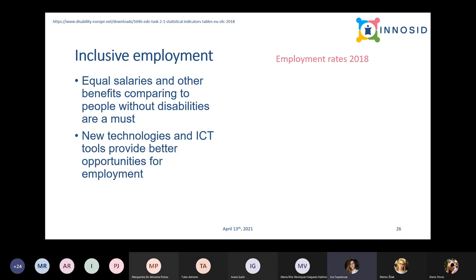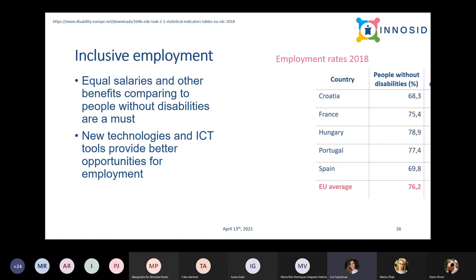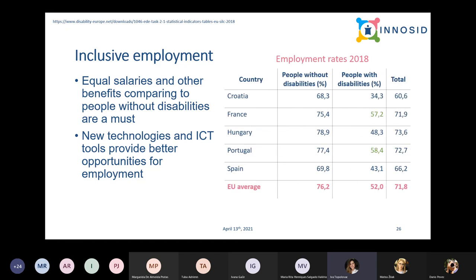Well, I think it's also self-explanatory that inclusive employment includes equal salaries and other benefits compared to people without disabilities. I have found data from 2018 about the employment rates for all partner countries. As you can see, only France and Portugal have employment rates for people with disabilities above the EU average. However, if you look at Croatia's employment rate for people without disabilities, it's the lowest of the countries here.